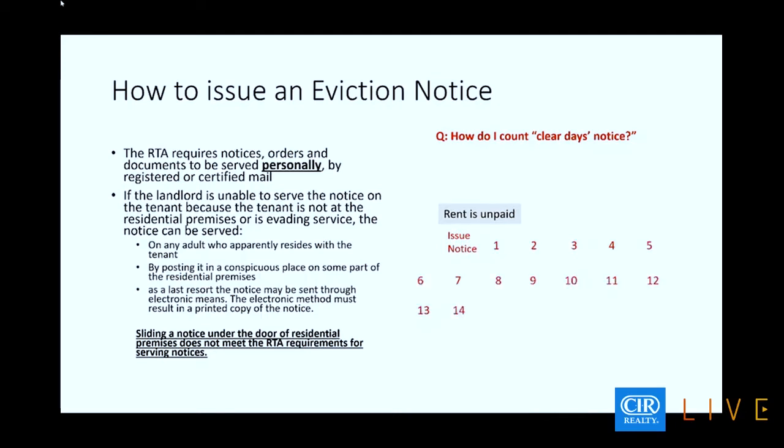This is a month, any given month. Rent is unpaid on the 1st. Let's say you issue the notice on the 8th. You have to count 14 days, not including the notice, and then your eviction day. So this is 14 clear days notice. So if you actually count it on the calendar, it's actually 16 clear days.